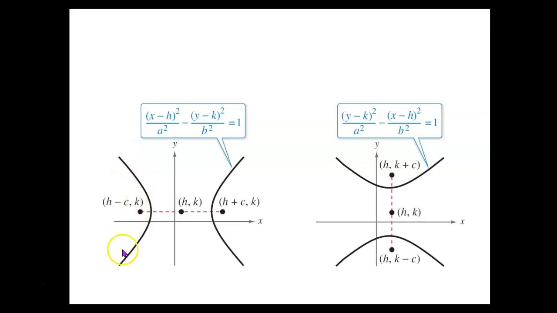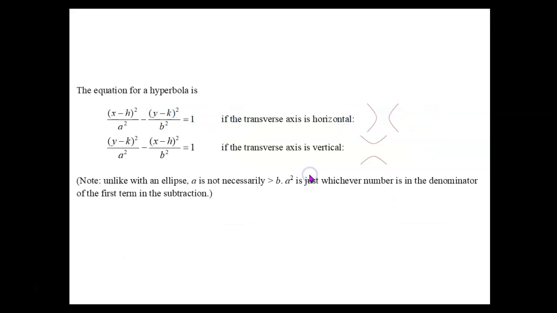So a hyperbola can go either direction. It can have a horizontal transverse axis or a vertical transverse axis. The way you tell, it depends on which part comes first in the subtraction. If the x part comes first, the transverse axis is horizontal. It goes in the x direction. If the y part comes first in the subtraction, the transverse axis is vertical. It goes up and down in the y direction.